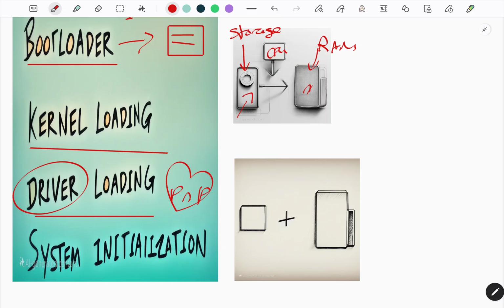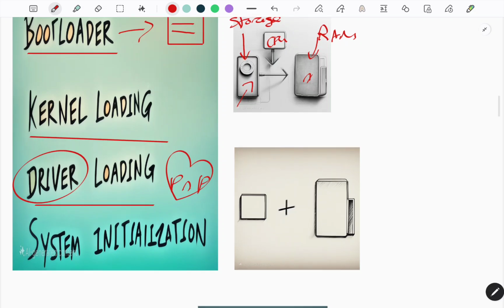A good example is your mouse. Not even a wireless mouse, a wired mouse. You plug in, and then it will automatically detect, and then it will plug and play. Those days, you had to install the driver manually.